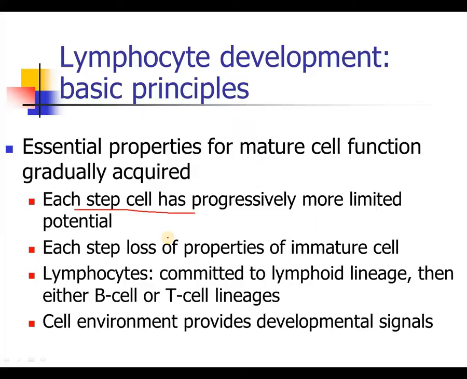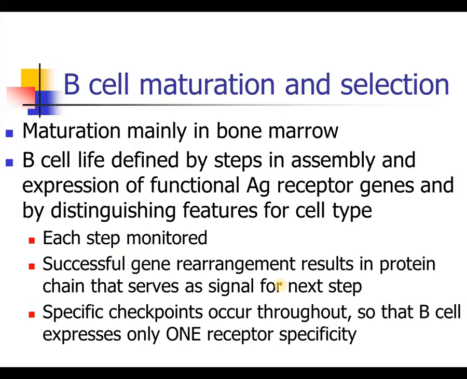So as you move on, you'll move away from the pluripotent stem cells in the bone marrow to becoming a more differentiated type of cell, either a B cell or a T cell. At each step, you lose the properties of the immature cell. And once you have lymphocytes, they're committed to becoming lymphocytes. They're committed to the lymphoid lineage, and then they're either committed to the B cell or the T cell lineages. And of course, the development requires signals, and those signals are provided by the cell's environment wherever they are, which is very, very nice. So let's talk specifically about B cells first, and then we'll talk about the T cells.